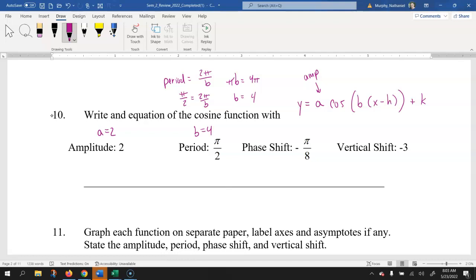Our phase shift refers to our horizontal shift. So our h is negative pi over 8, and this is our h value, and this is our k value. So let's plug this all in to get our equation. Our equation would be y equals our a value, which is 2, times the cosine of our b value, which is 4, times the quantity x minus h. Now x minus negative pi over 8 would be x plus pi over 8. And our vertical shift of negative 3, so plus k would be plus negative 3, or minus 3. So that'd be your equation with those different features.